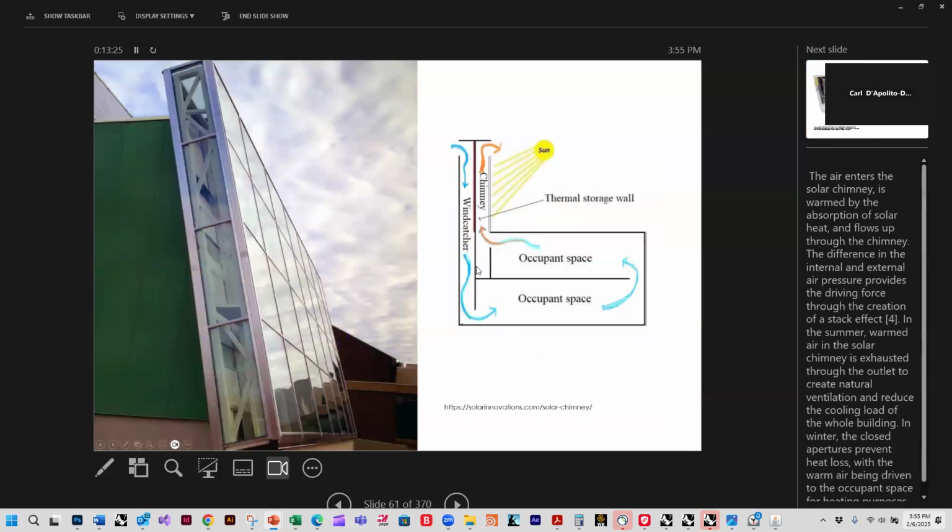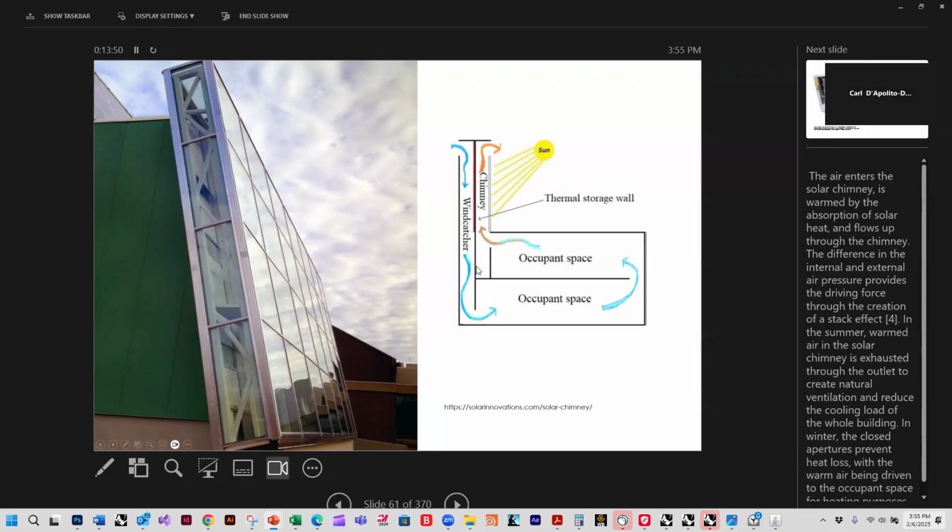Sometimes they are coupled with what's called a solar chimney, which is the old version of a double glazed facade, where the air is heated up by the sun in the glass volume. And in the summer, you open the top and that pulls air out. And in the winter, you close it down and it becomes like an insulating thing.